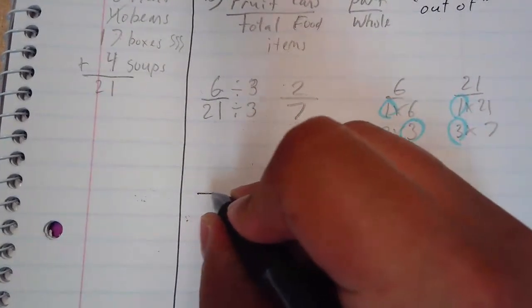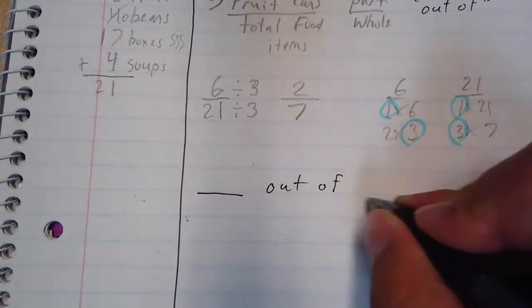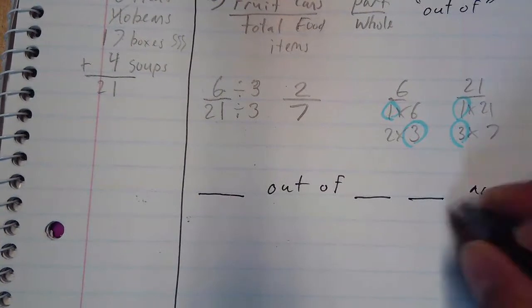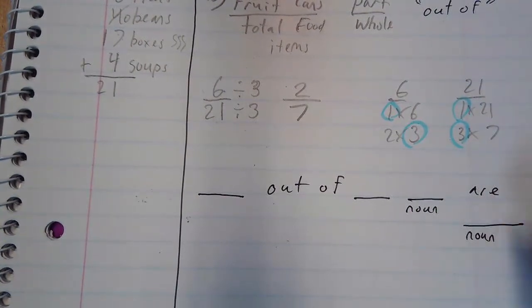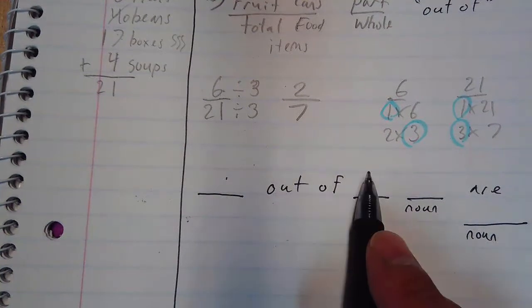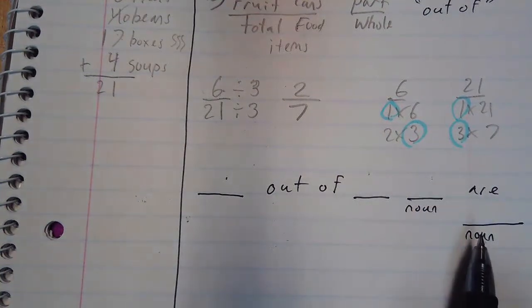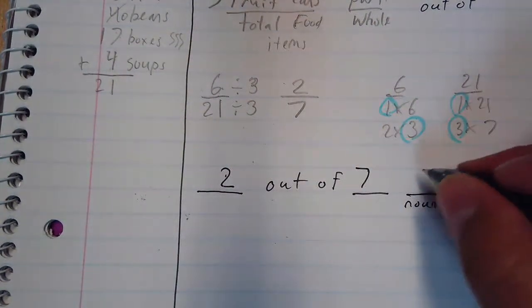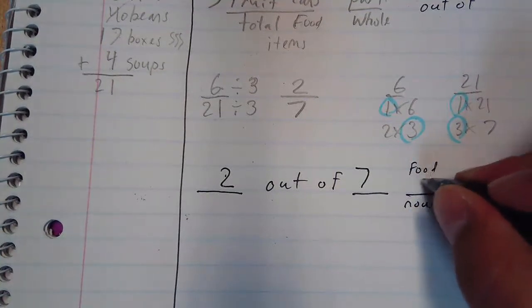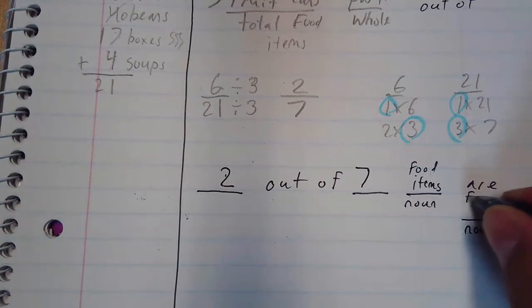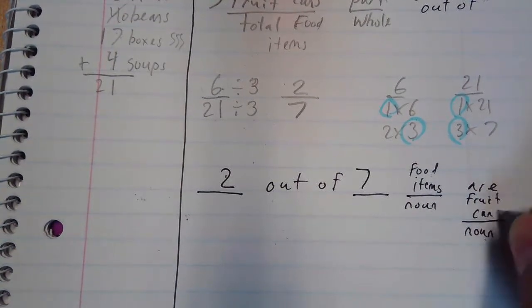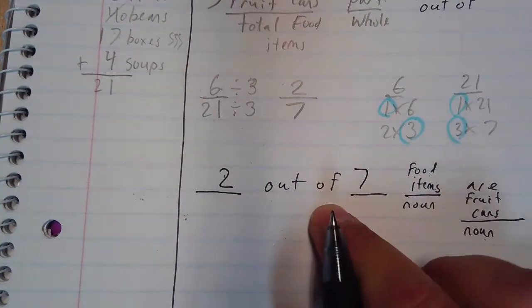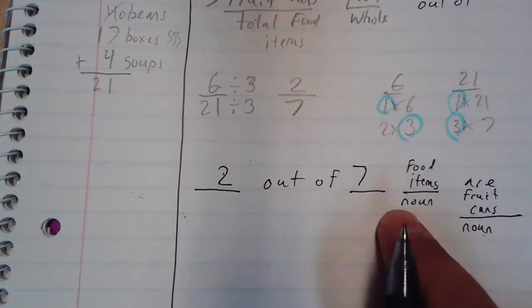So, something out of something, something are or is. Remember, this is a noun. This is the noun. If you really remember what I said, part to whole, right? Hold a part. Bear with me here. 2 out of 7 food items are fruit cans. And that's it. Out of, part to whole, whole to part.